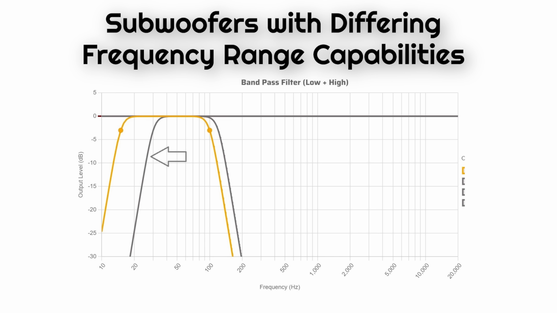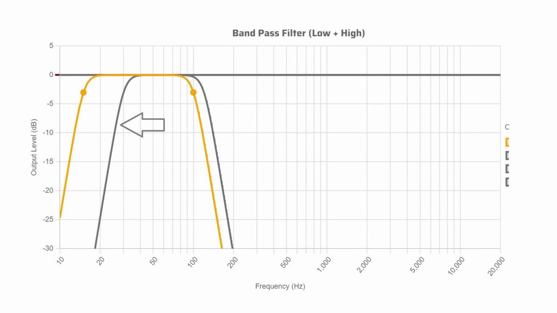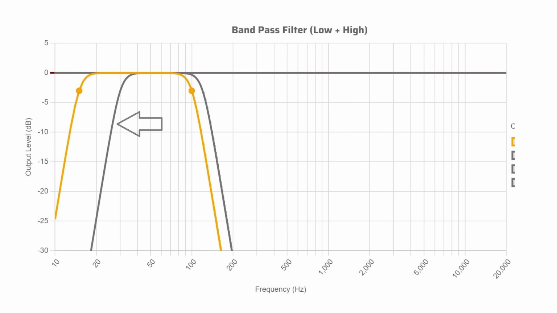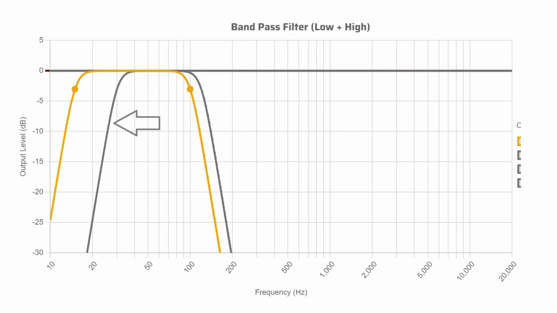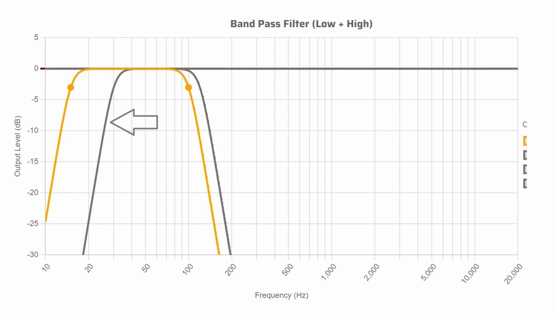If your subwoofers have differing frequency response capabilities, you can set high and low pass filters that will focus amplifier power to their useful frequency range. In this example, the subwoofer filter in gray was chosen for a corner horn speaker that did not have useful frequency response below 30 Hz.